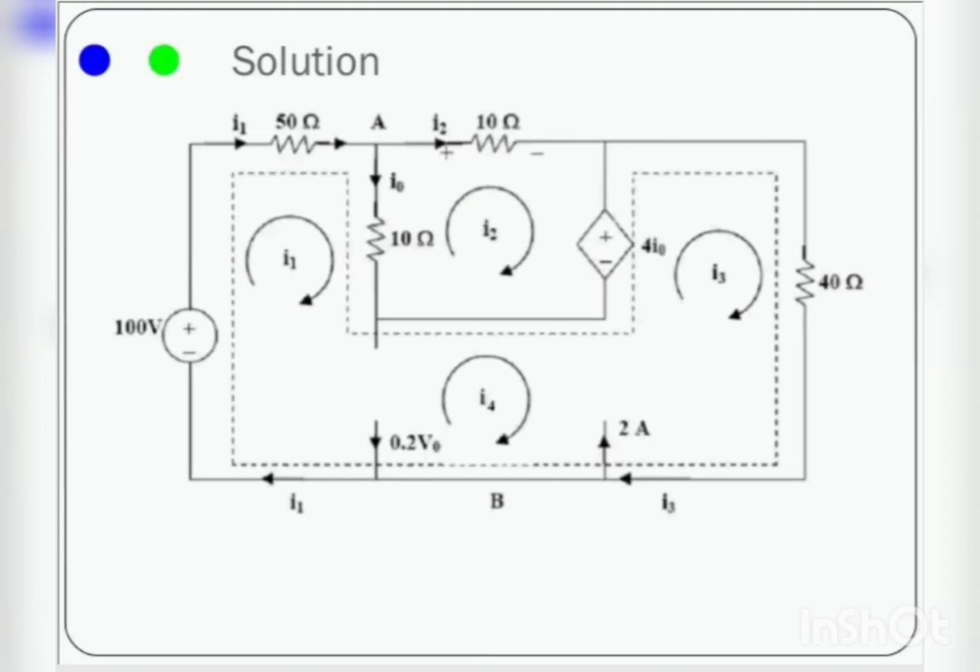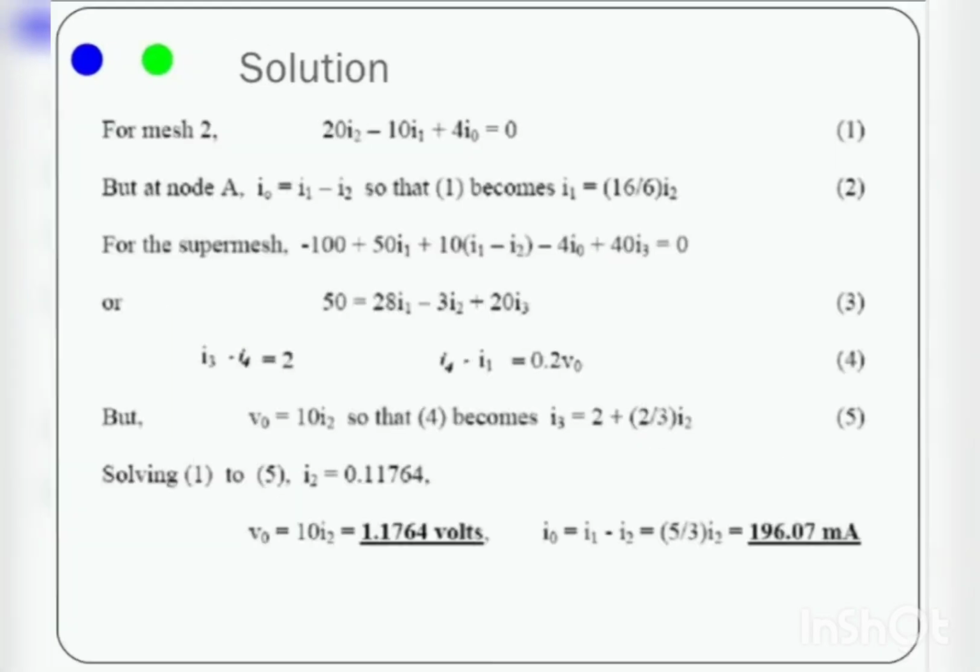After identifying the meshes, we need to write the mesh equations. For mesh 2, 20 I2 minus 10 I1 plus 4 I0 is equal to 0. It is equation 1. But at node A, I0 is equal to I1 minus I2, so that equation becomes I1 is equal to 16 by 6 I2. For the super mesh, minus 100 plus 50 I1 plus 10 (I1 minus I2) minus 4 I0 plus 40 I3 is equal to 0.